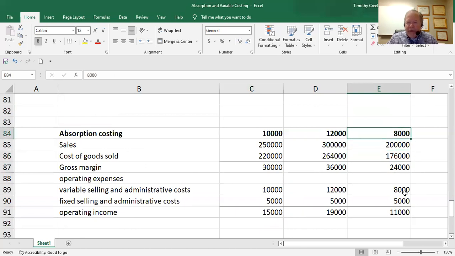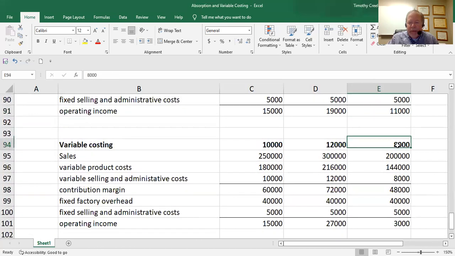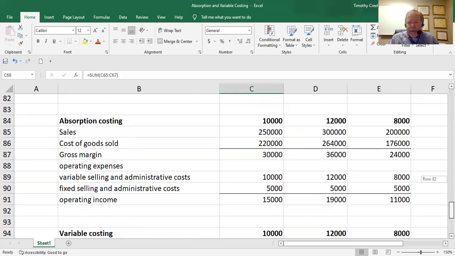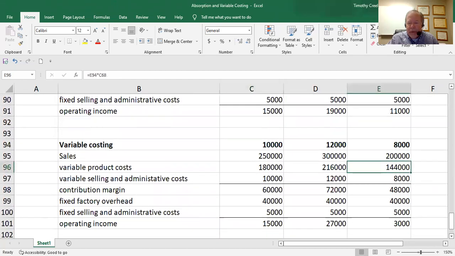We would then take the number of units sold times $1 per unit for the variable selling and administrative cost, and the fixed selling and administrative cost would then be backed out as well, which would give us operating income of $11,000. Now, what would it look like under variable costing? Under variable costing, we sell 8,000 units. We'd take the 8,000 times $25 per unit selling price. We'd get 200,000. Then we would take the 8,000 times the $18 per unit product cost under variable costing, and that would give us 144,000.